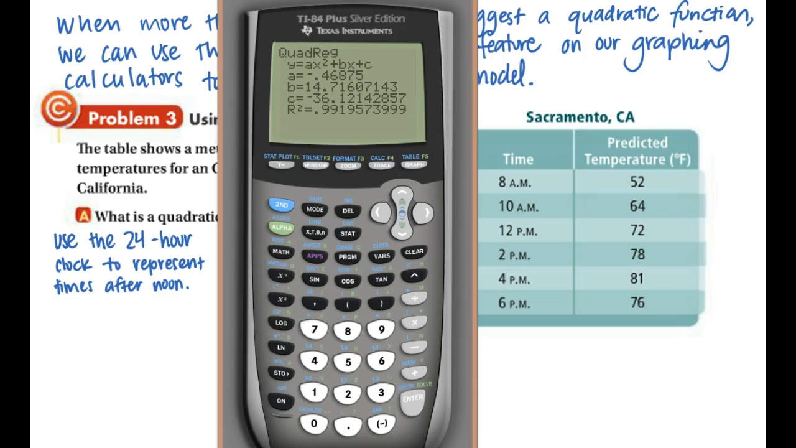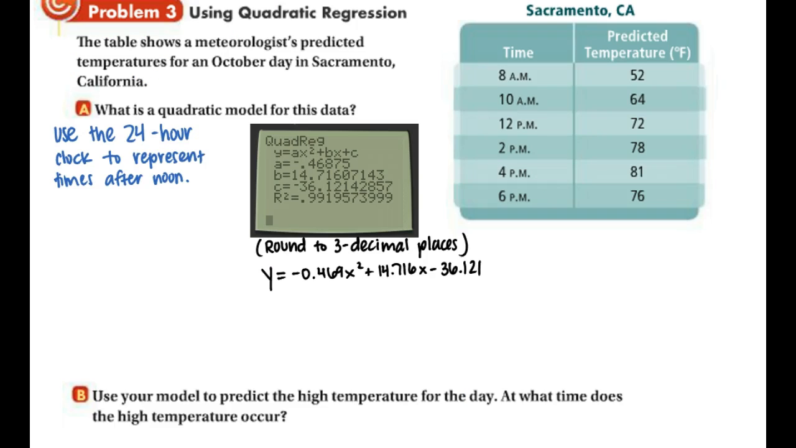And then the r squared value. Since this is not a linear function, we use the r squared to indicate the accuracy, and that is very close to 1, so that means that we do have a pretty good fit for our quadratic data. So let's take a moment to write down this equation that we're given, and then we will graph the data and the function as well to confirm that we did the right thing. Rounding these values to 3 decimal places, we get the equation for this quadratic model as y equals negative 0.469x squared plus 14.716x minus 36.121.